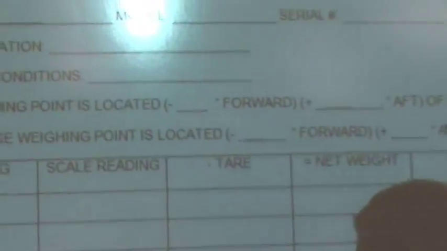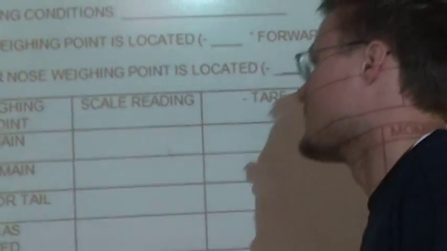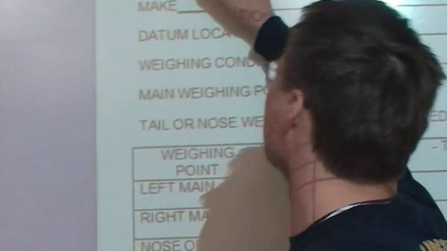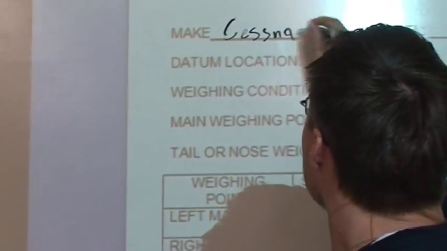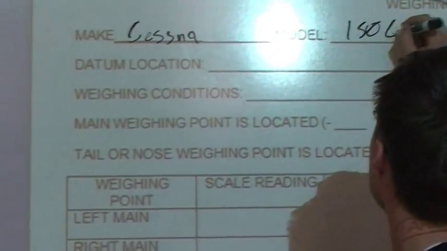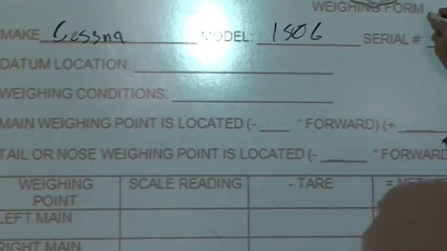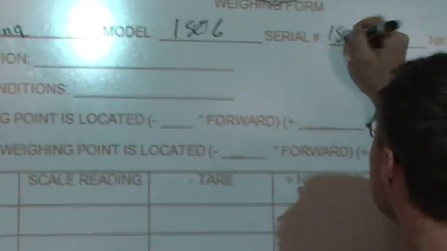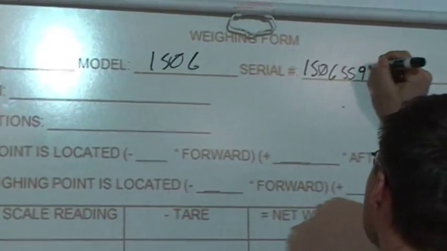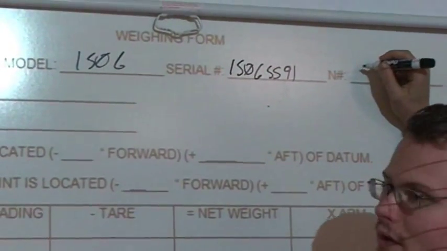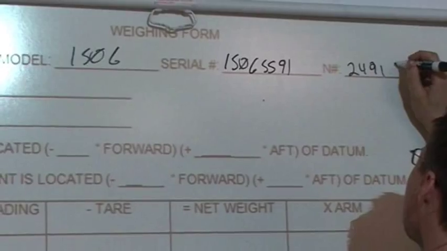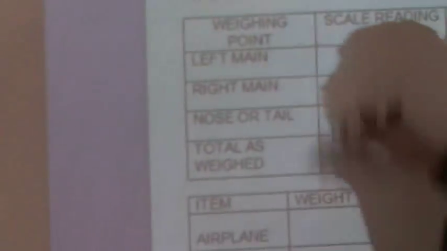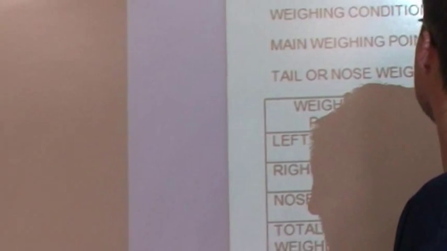Okay. This is our weighing form. This is what we used when we were taking the actual measurements of the plane. And I'm just going to fill it out for you guys. All right. The make is a Cessna. The model is a 150 Golf. The serial number is 150-65591. And the registration number or N number? 2491J. The datum location was the front face firewall.